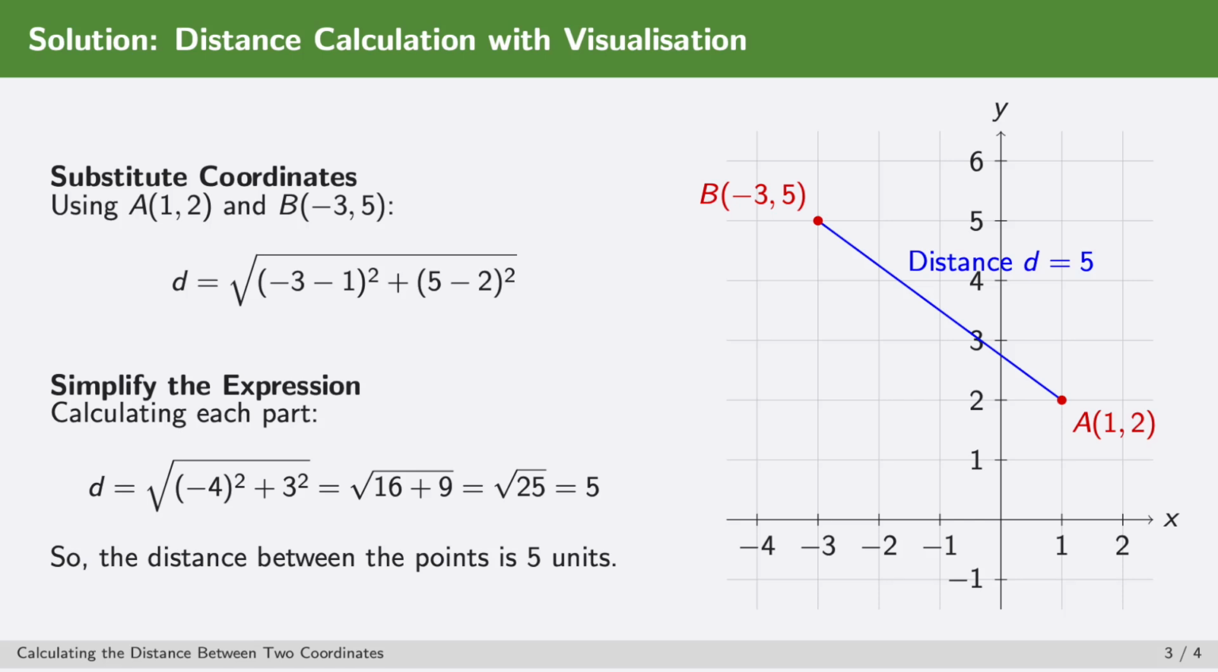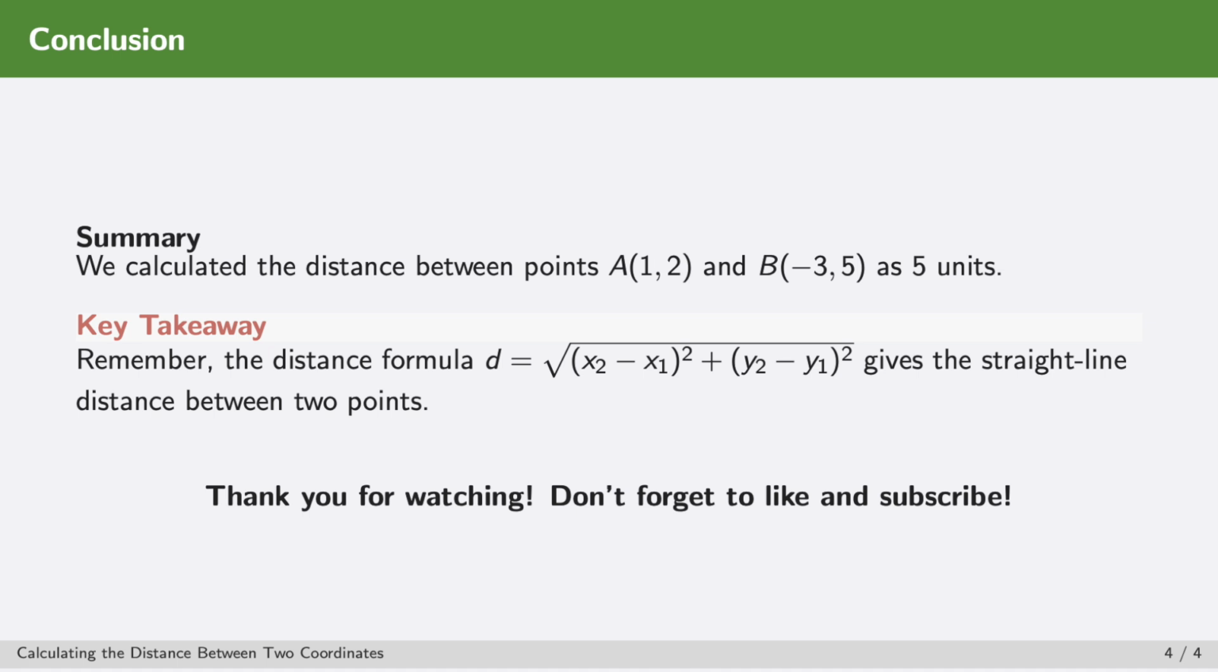All right, let's summarise what we did. Given 2 points on a graph, A and B, we used the distance formula to find the straight line distance between them. After substituting values and simplifying, we found the distance between these points is 5 units. This formula is a quick way to measure how far apart 2 points are in any coordinate space.